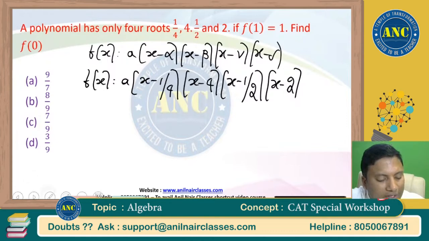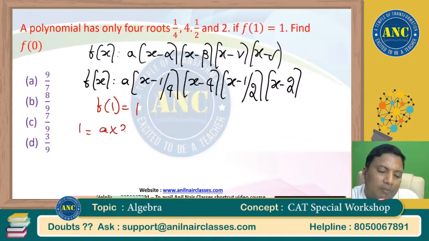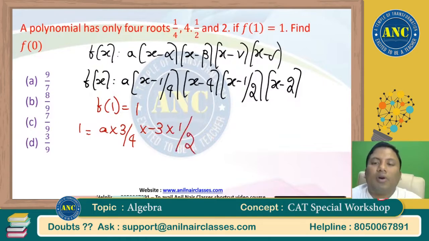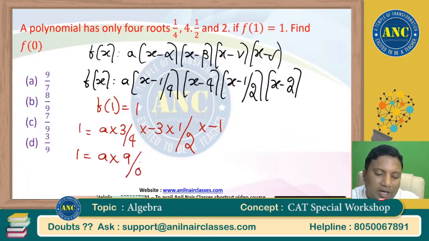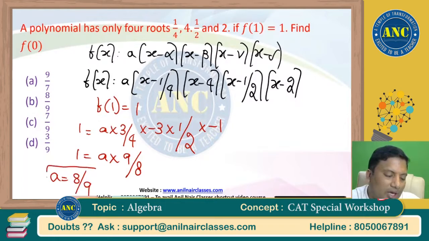To get the value of a, we require the left hand side value. It is given that f of 1 is equivalent to 1. So 1 equals a into 1 minus 1 by 4, which is 3 by 4, 1 minus 4 minus 3, 1 minus 1 by 2, which is 1 by 2, 1 minus 2, it is nothing but minus 1. So 1 equals a into minus into minus plus, it is nothing but 9 by 8. A is nothing but 8 by 9.